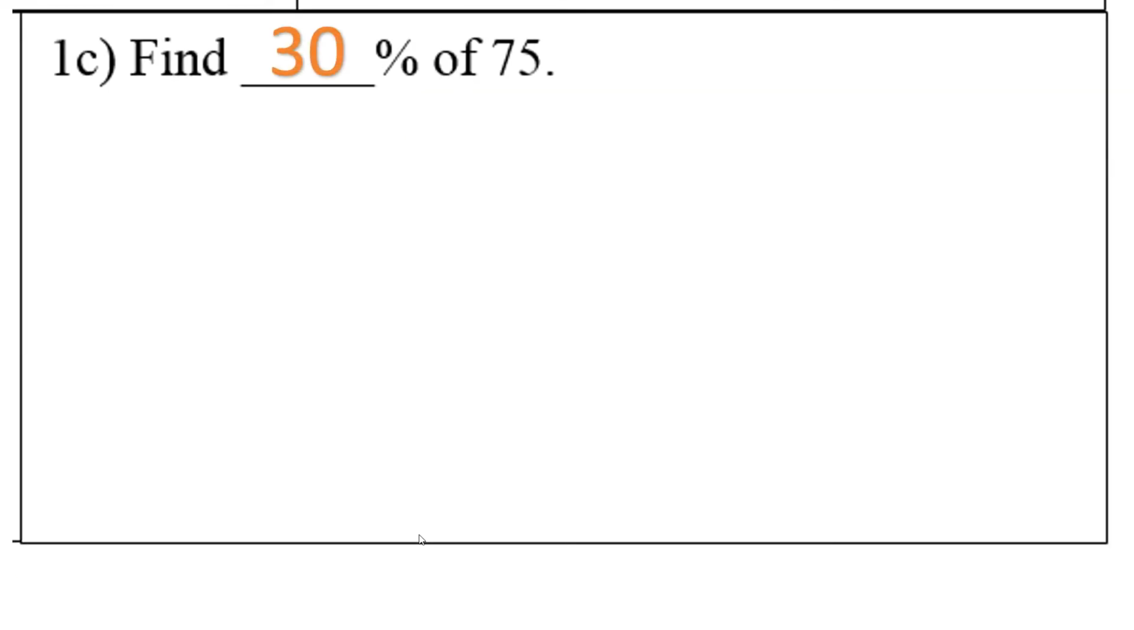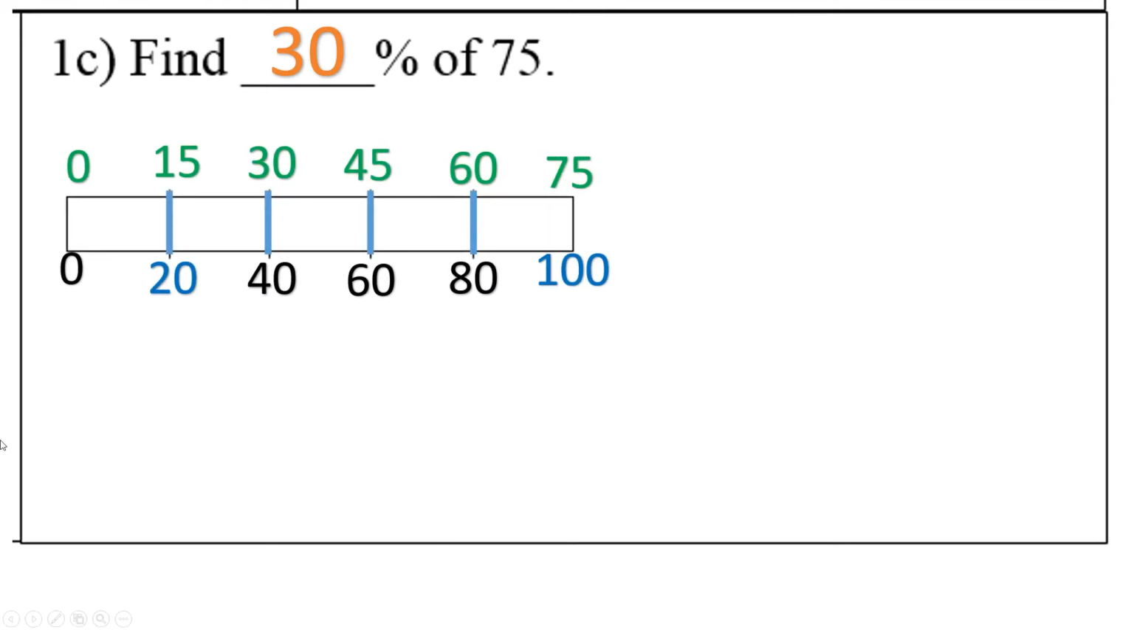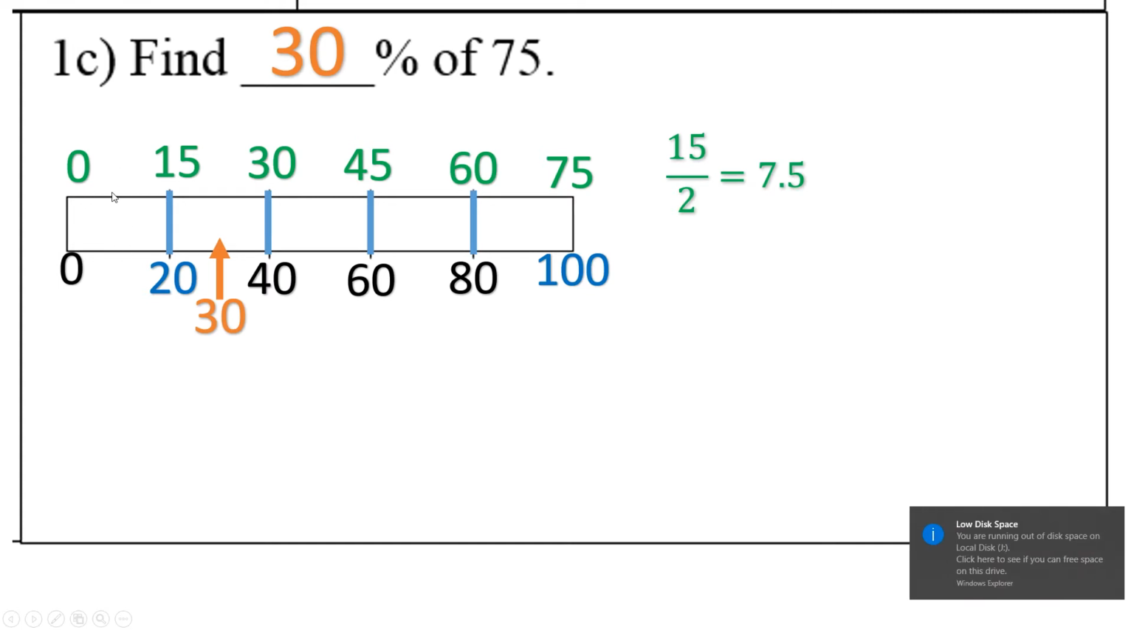So 1C is find 30% of 75. Up here, the common mistake is thinking that 40 is the answer. This up here is not the percent. Down here is the percent. So if we want to use the bar model, we have to figure out what the value is between 20 and 40, which is 30. So what's the value that's between 15 and 30? If you split 15 into 2 equal pieces to figure out how far halfway is, you will get 7.5.